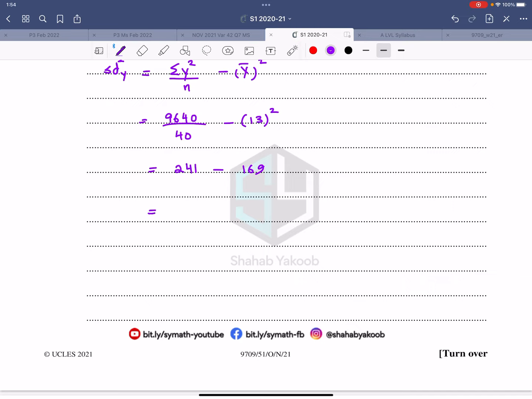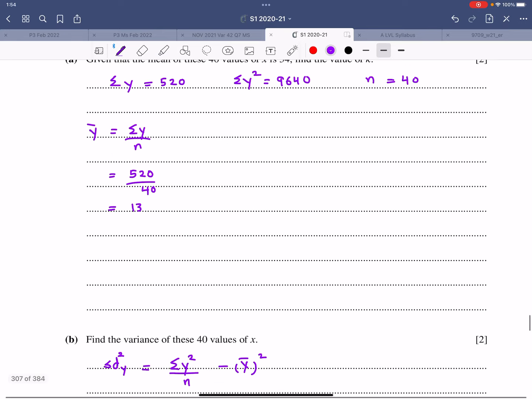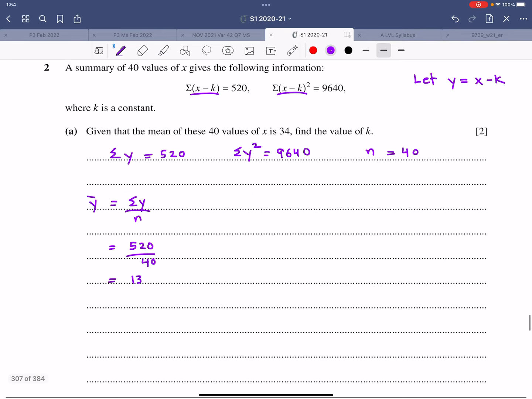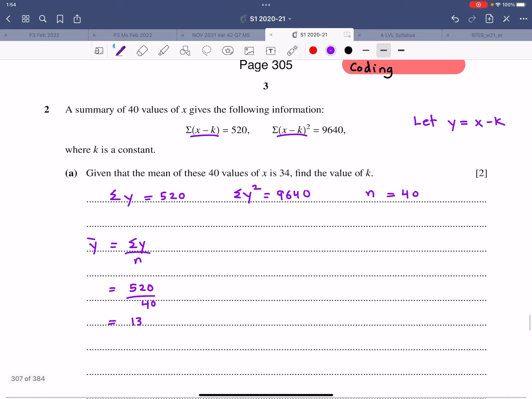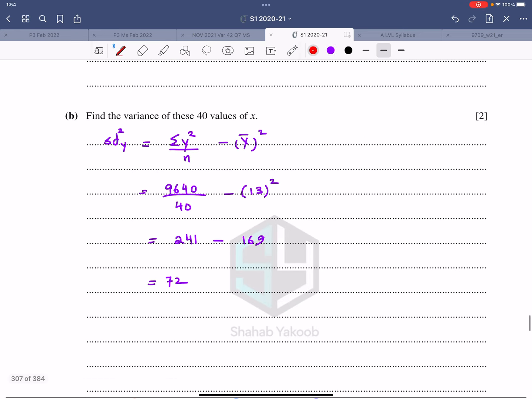Now let me come back to this. The original data is for x. This is the original data. So first of all, for the second part, the rule is the variance of y is the same thing as the variance of x. Therefore, the variance of x is also 72. It's unchanged by coding. It's unchanged by assumed mean.